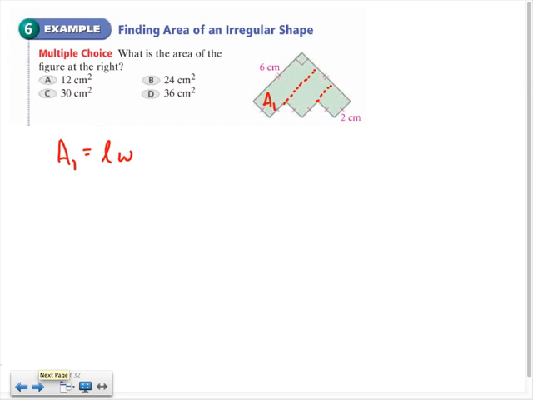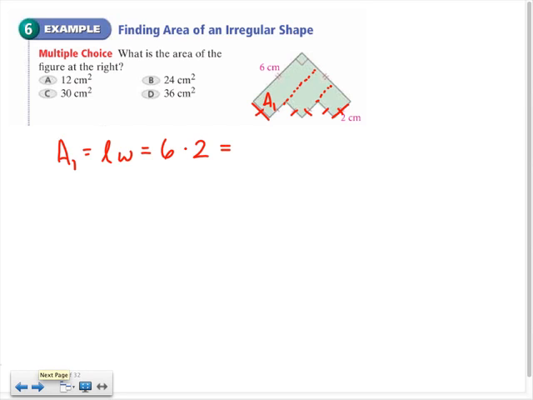Well, its length is fairly easy, that's 6 centimeters, but I don't know this value offhand. What I need to do is notice that this side here, marked with a single tick mark, is equal to 2 centimeters, or measures 2 centimeters. That means that any other side of this shape that has that single tick mark is also 2 centimeters long. And so the width of that larger rectangle is 2.